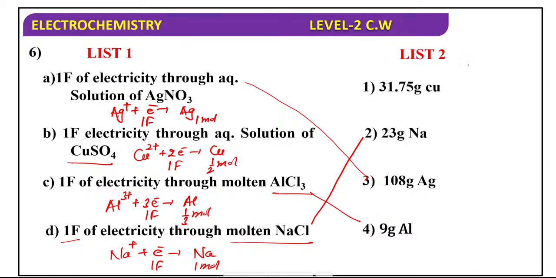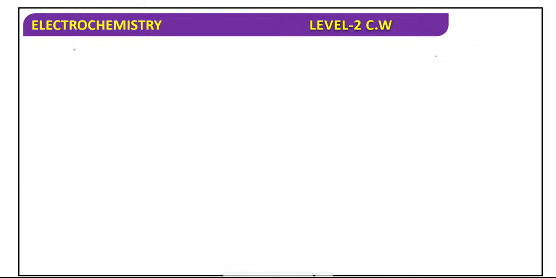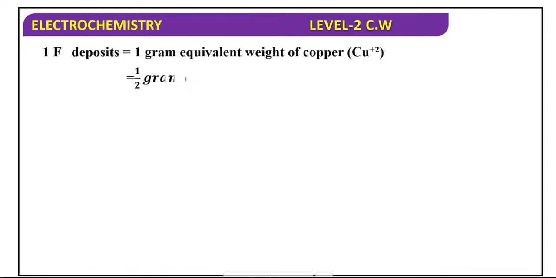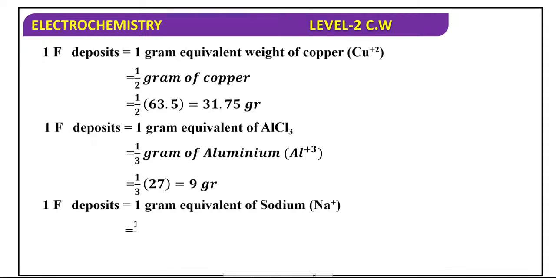That means it should be A3, B is 1, C 4, and D 2. So this is the right option. See, 1 Faraday of electricity through aqueous solution of silver nitrate, 1 gram equivalent. That I have already explained to you. That is key.